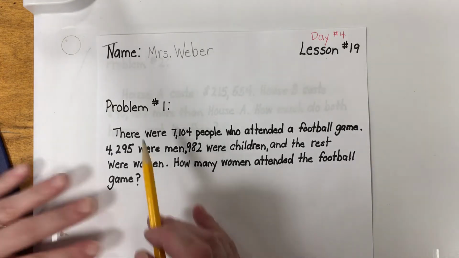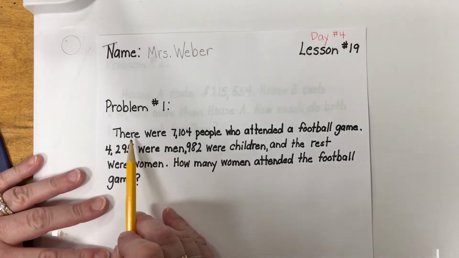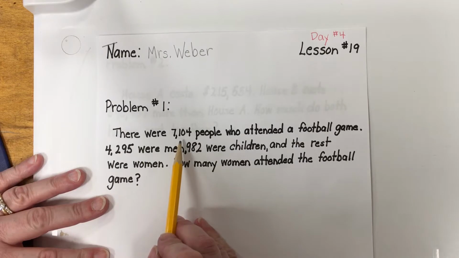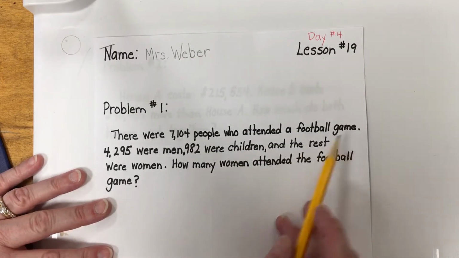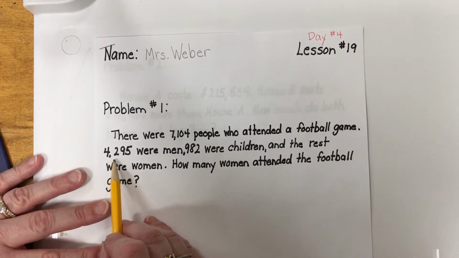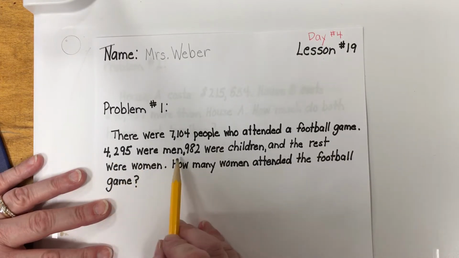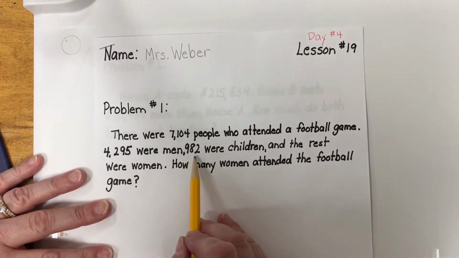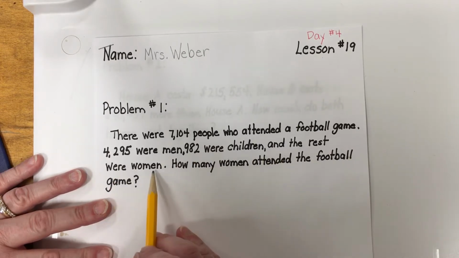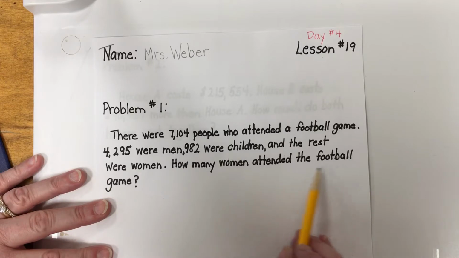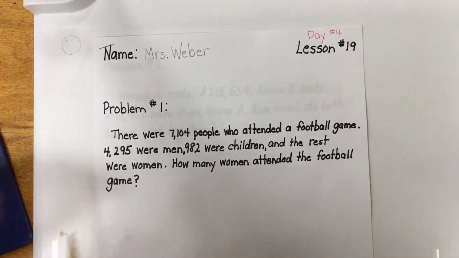So let's go ahead and start with problem number 1. There were 7,104 people who attended a football game. 4,295 were men, 982 were children, and the rest were women. How many women attended the football game?